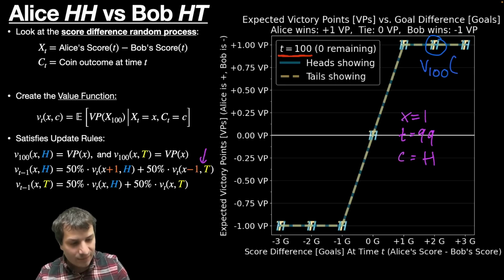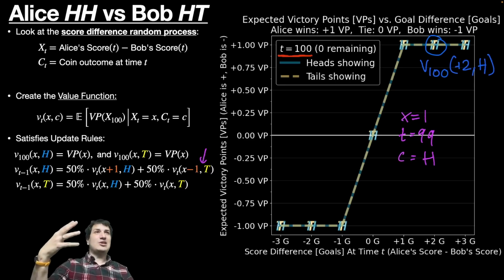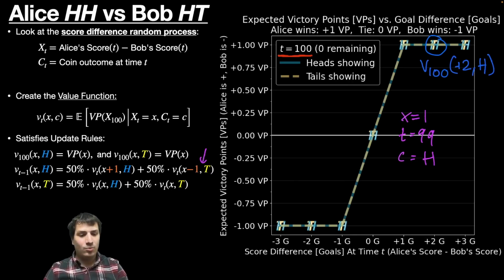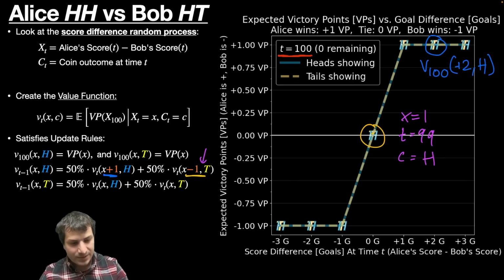v100 of +2 comma heads. So half the time a heads comes up and we go +1. So we take 1, we add 1, we get +2. That's this rule over here, adding 1. And on the other hand, half the time it's going to go down by 1, and it's going to be a tails. That's this rule over here. So it's going to be v100 of 0 comma tails.